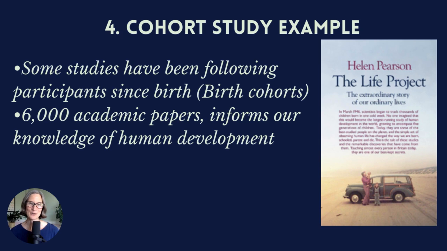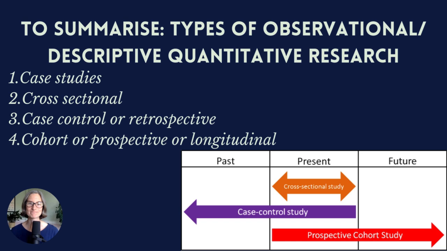studies as a cohort study is the 1946 March birth cohort study. They followed up 14,000 babies born in the same week of March from birth across England, Wales, and Scotland. There have now been something like 6,000 academic papers on this particular study, and it just informs our knowledge of human development. So if you're interested in reading more, there's a really interesting book by Helen Pearson called The Life Project, and that looks at some of these cohort study participants. So I thought that was quite an interesting one to choose for you.